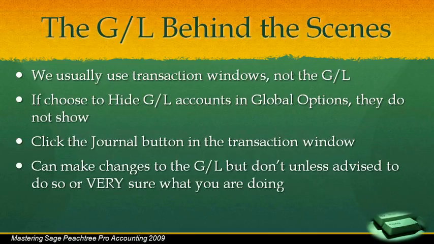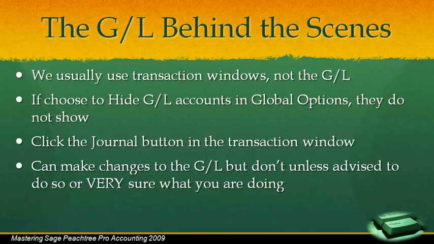In many of your transaction windows, you will have the option to click the journal button so that you can see that within the transaction window. And you can make changes to the GL, but don't unless you're advised to do so or you're very sure what you're doing. A lot of people think they know enough about accounting to go in and make things like end-of-year adjustments on their own or get some things to zero out. That's not the best way to do it usually. It's not the appropriate accounting way, but if it is, then an accountant will probably be the one to tell you how to do it. I can't tell you exactly what to do, but that is my strong recommendation.